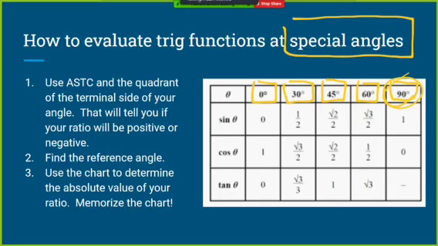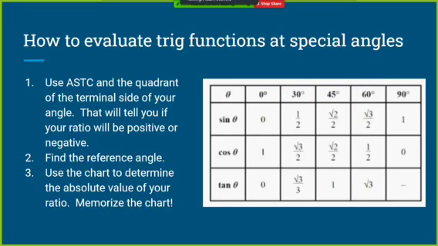If it's not a special angle, you need a calculator or a trig table. But for trig functions of special angles, here's how you're going to evaluate them. First, determine the sign by looking at where the terminal side of your angle lies. That'll tell you if your answer is going to be positive or negative. Then find the reference angle, and then the chart will tell you the ratio.